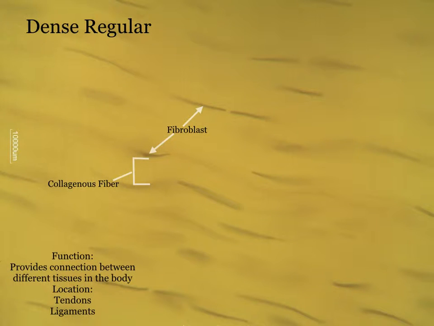Dense regular tissue has very strong fibers that allow tissues to withstand pulling forces. Dense regular tissue often binds body parts together as part of tendons or ligaments. The blood supply to dense regular tissue is very poor, and this slows down tissue repair.